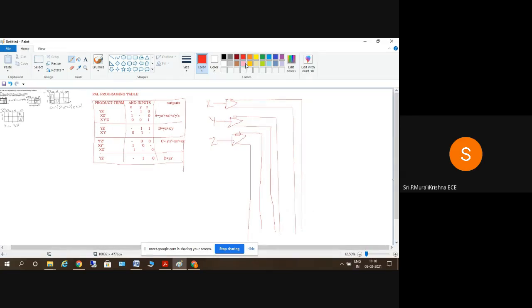So actually, what I told you here is we'll be using a maximum of 3 AND gates for each product term. So 4 product terms are there here. So 4 product terms should consist of 3 AND gates. So the structure will be drawn like this.